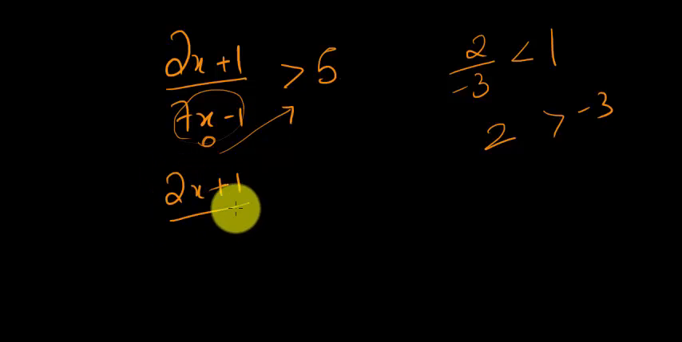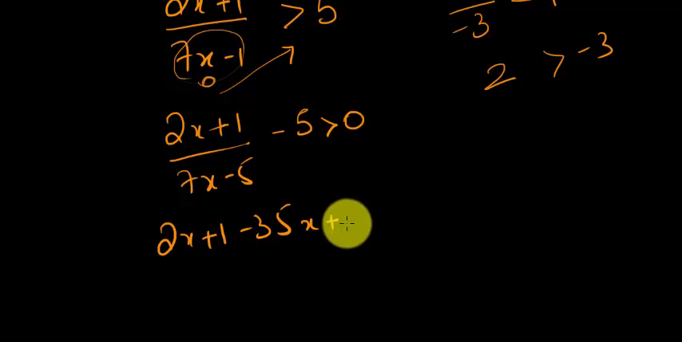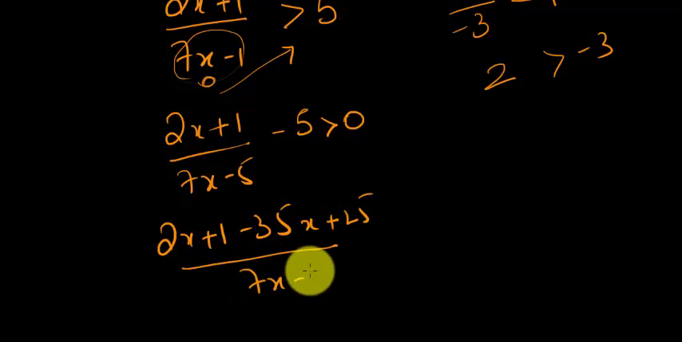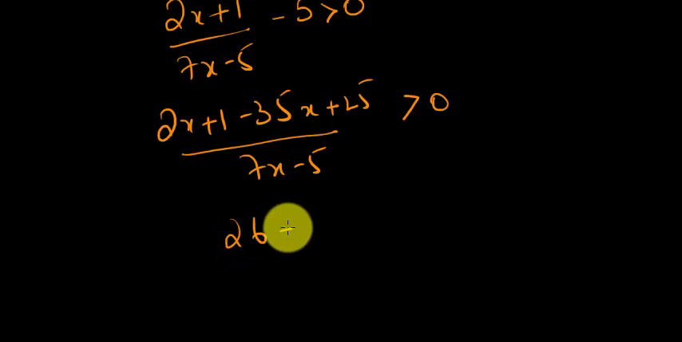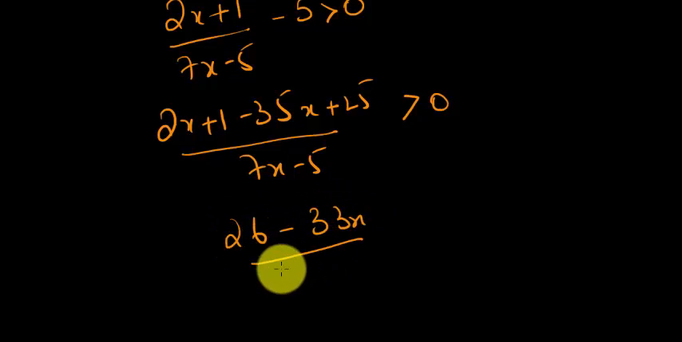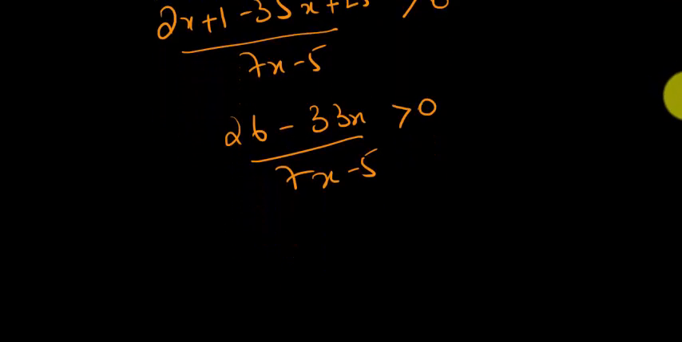First, you transpose the 5 from the right hand side to the left hand side. So it becomes the fraction minus 5 greater than 0. Now take an LCM for this. This is going to become (2x + 1 - 35x + 25) divided by (7x - 5) is greater than 0. Okay, perfect. So this is basically going to be (26 - 33x) divided by (7x - 5) greater than 0. So some people might say, oh, why don't I transpose it now? No, we still don't, because I do not know if this is negative or positive. So I cannot do that.